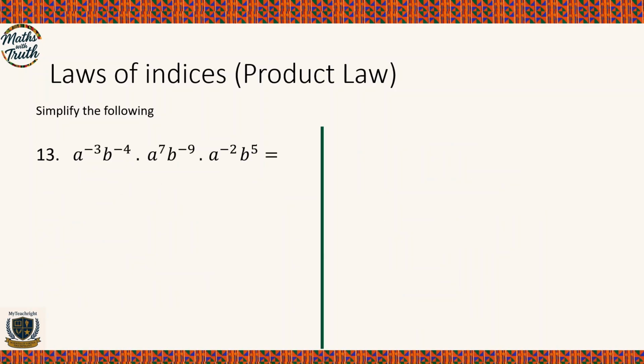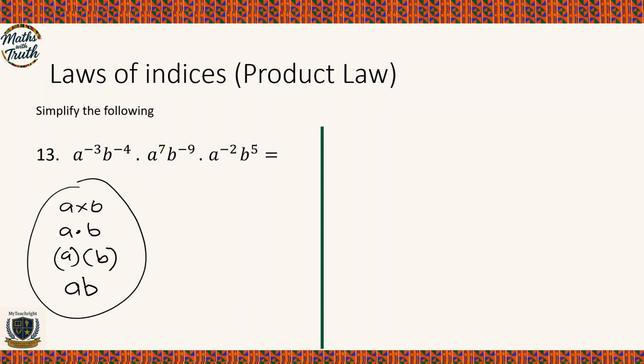Now let's do this. So this again is just a chain of multiplications that's put together. There are several ways that multiplications can be represented. So you can have a times b, which we know. We have a dot b, a into brackets b, and just ab. All of this just mean a times b.